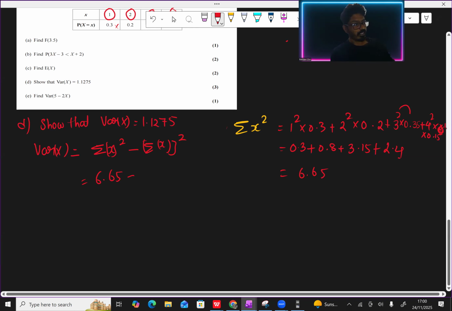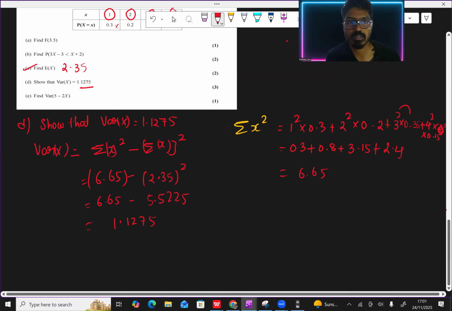Okay, so we also have to calculate E of x whole square. So what will that be? We already know from the previous part that we calculated the value of E of x, right? That answer was 2.35. So 2.35 whole square will be 5.5225. So we have 6.65 minus 5.5225, and upon subtraction we'll get 1.1275. So we can use 4 decimals so that we will get our answer 1.1275. All right, so I hope it's very clear.